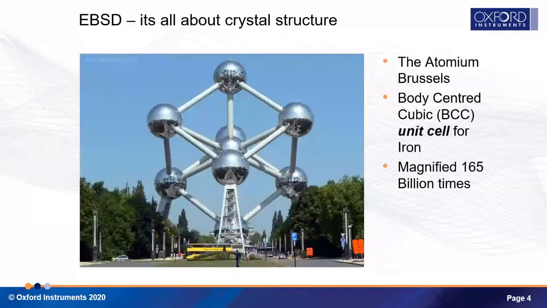So EBSD, there's no getting away from it. There's a lot to do with crystallography. So I thought I'd search the internet and find some images relating to crystallography. And I found this rather nice example of a body-centered cubic unit cell, ostensibly for iron. This is 165 billion times larger than life. And it is, of course, the Atomium in Brussels.